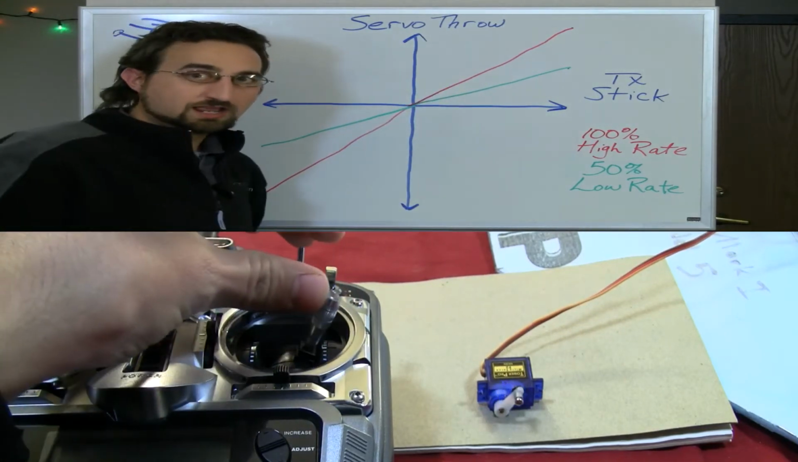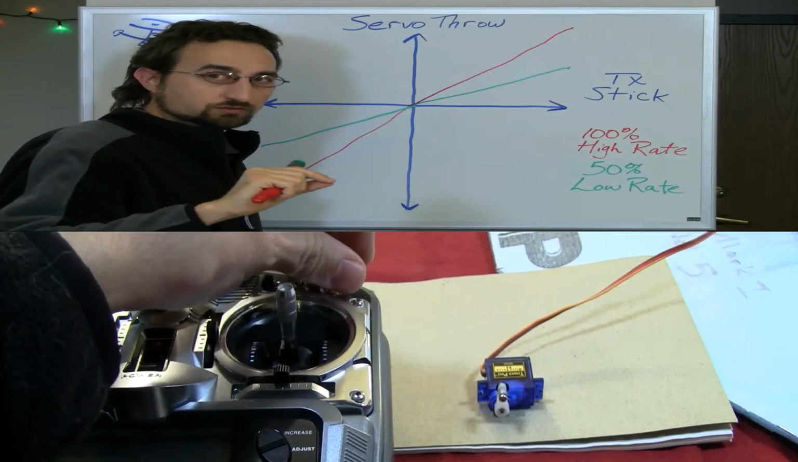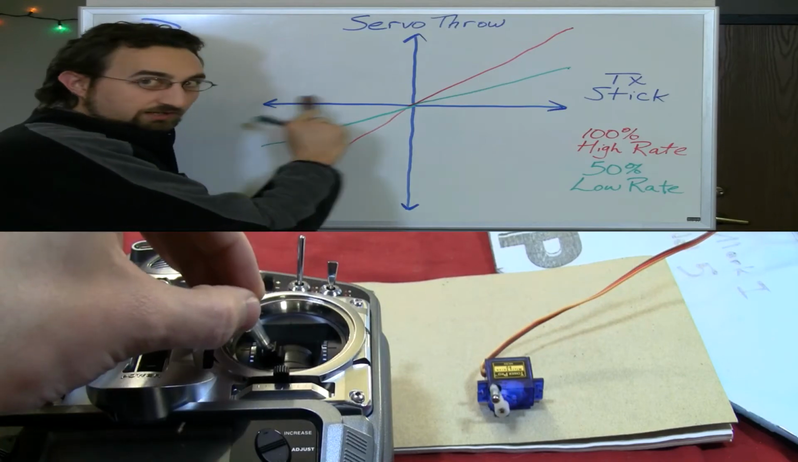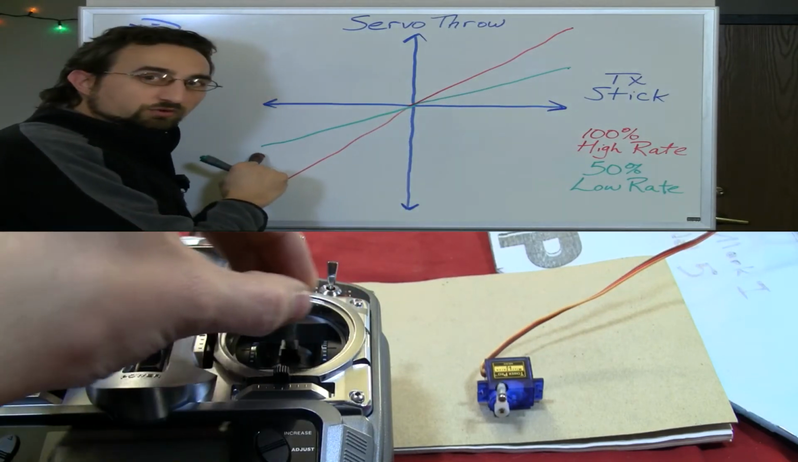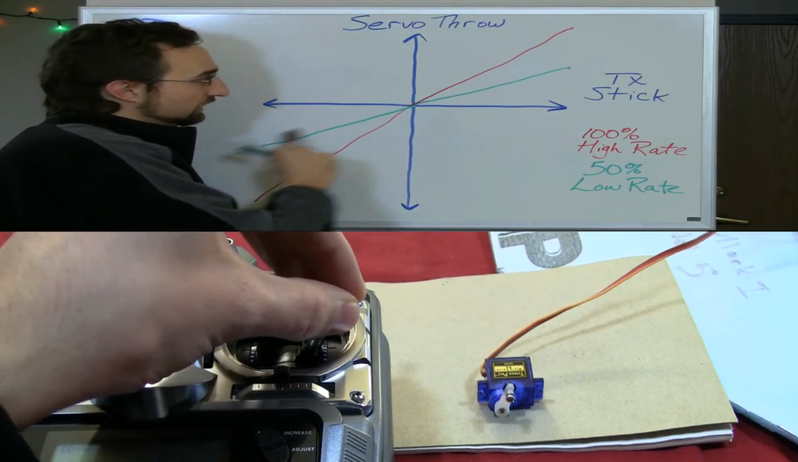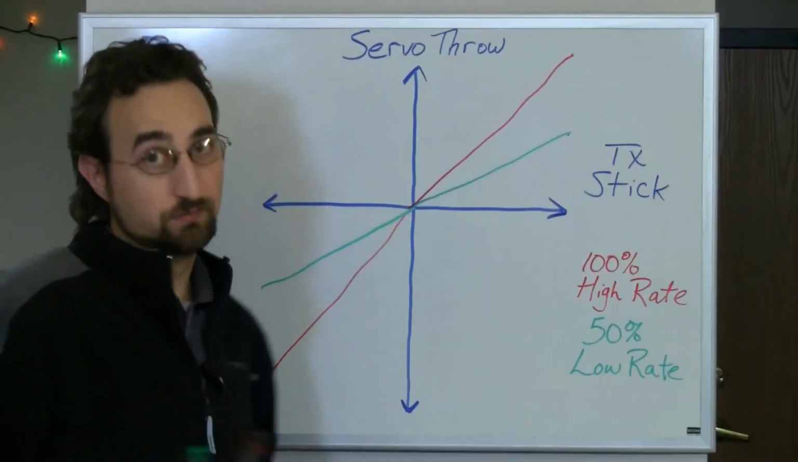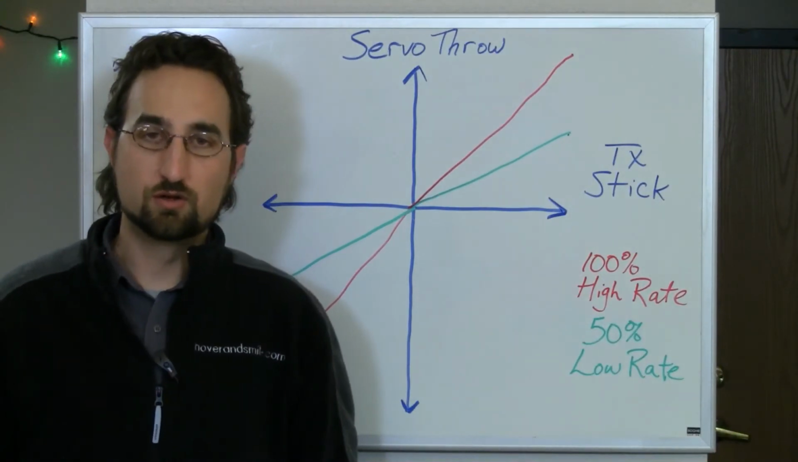Okay, now, magic hands, flick the dual rate switch so that we're at a low rate. Now you'll see that if I move the transmitter stick left and right, the servo arm only moves half of the distance that it was moving prior. This is now set up on the low rate. Doing that to a craft in flight dramatically changes the characteristics.